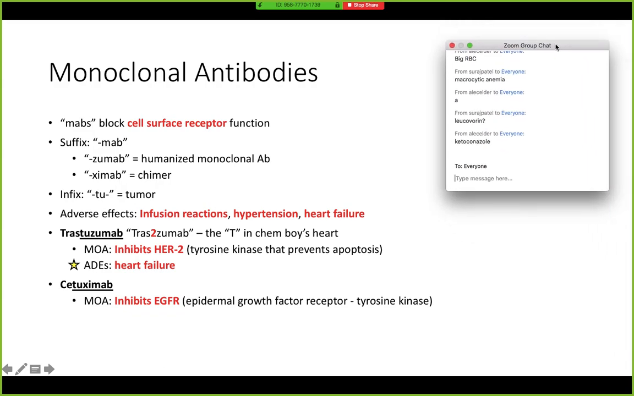All right, so your monoclonal antibodies are your mAbs. So your mAbs are going to block cell surface receptor function. Your zumabs are your humanized monoclonal antibodies, and your ximabs are chimeric, and these are suffixes, and the stuff in the middle, those are known as infixes. So if you see tu, that means it's targeting a tumor.